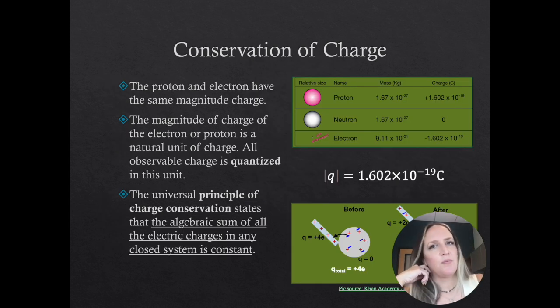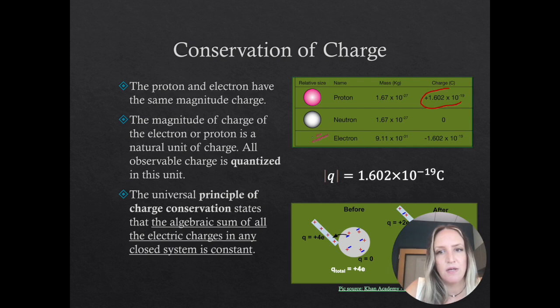So charge has a couple of other properties, okay, and they're kind of interesting. The first one is that protons and electrons have the same magnitude charge, okay, and actually that value, 1.602 times 10 to the minus 19, right? You probably remember that from chemistry. That value is the smallest possible charge that exists in our world, okay? It cannot be divided up into any smaller pieces than that. We have not observed anything in this world that has a smaller charge than that.